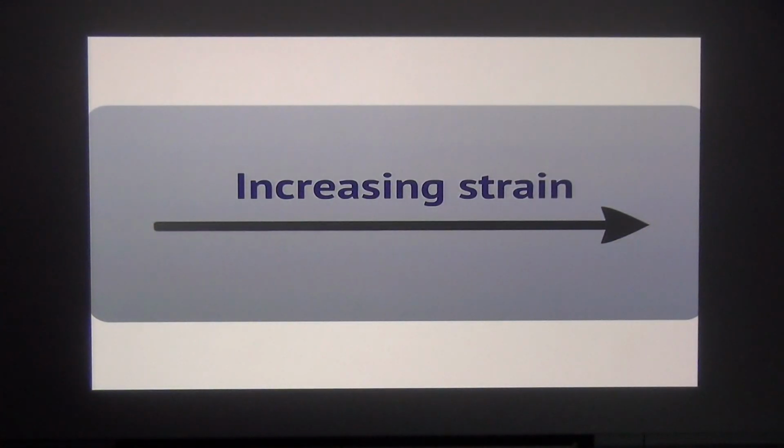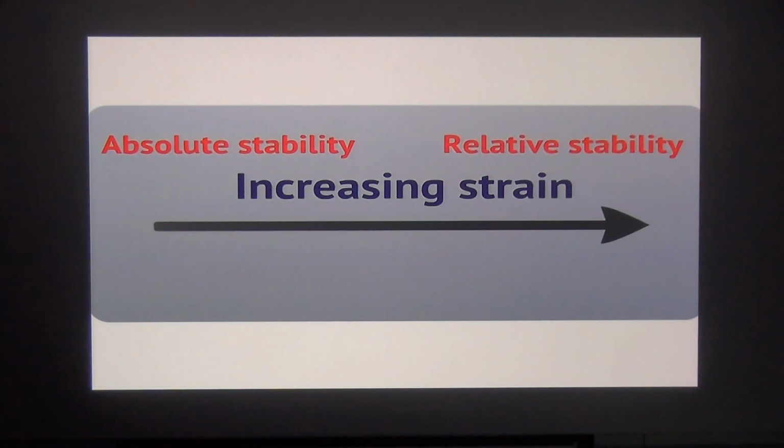Okay, so I've thrashed that enough. Increasing strain, you've got absolute stability at one end and relative stability at the other. At this end, you get osteoblasts do their thing and there's no callus.